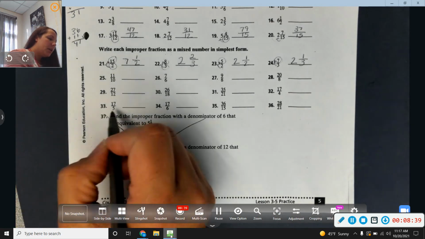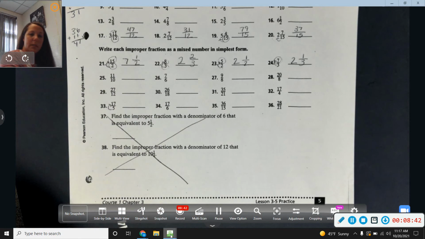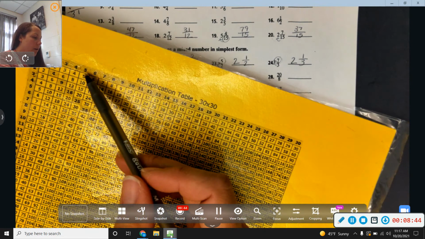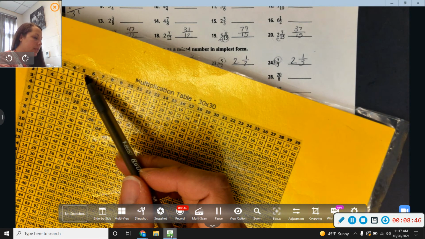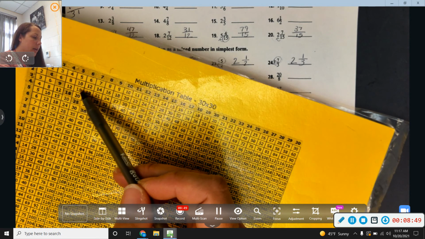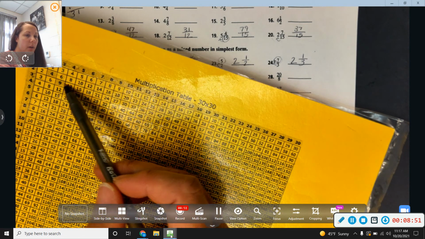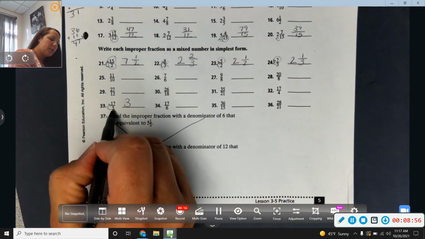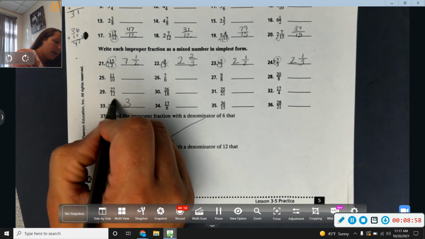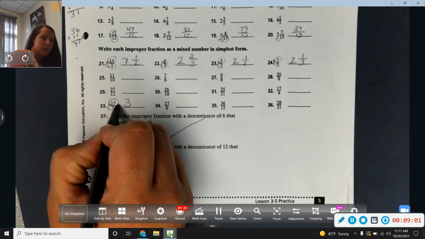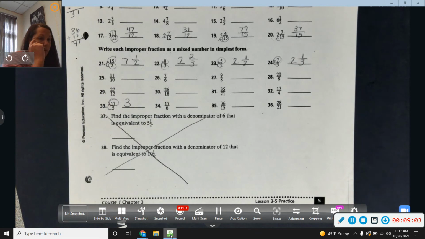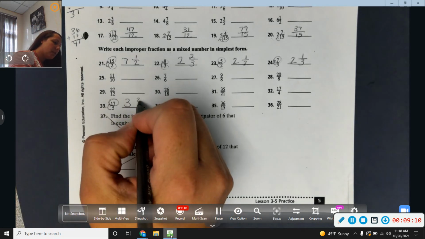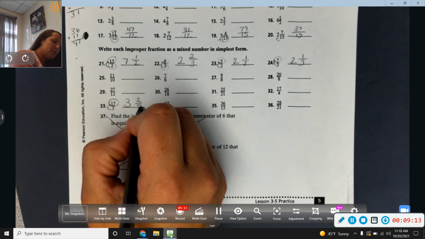Okay, so how many 5's go into 17? 5 goes into 17. Okay, right here, because that's not going over, 3 times. 3 times 5 is 15. If I've used up 15 of those, how many do I have left? So I start with 15, and I count up. 16, 17. So I have 2 left, and my denominator doesn't change. It stays the same.